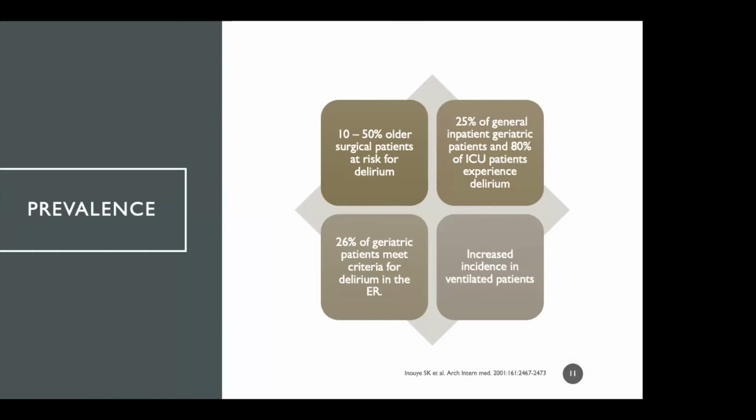26% of geriatric patients meet criteria for delirium in the ER. When you are sending people to the ER from, say, an assisted living or a nursing home, 26% of those older adults in the ER will have a delirium, which is one quarter. And obviously there's high prevalence of delirium in people who are ventilated. So I just wanted to give you a flavor of who gets it. Next slide.